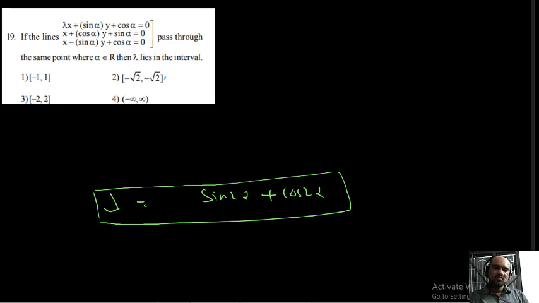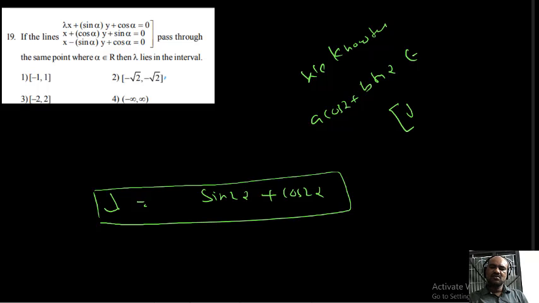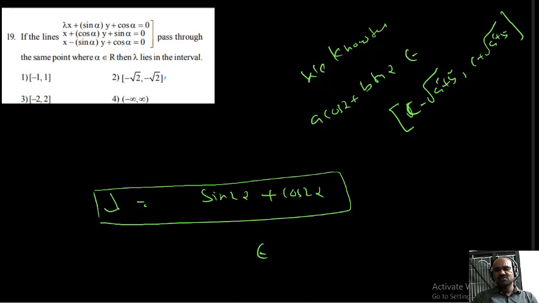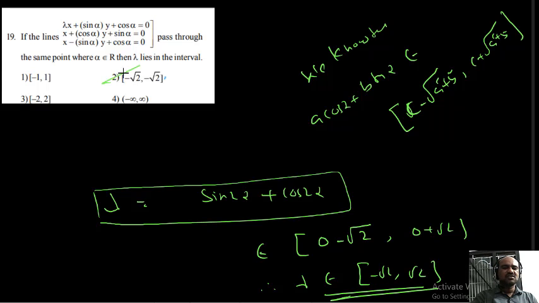We know that a cos alpha plus b sin alpha belongs to the closed interval [c minus root of a square plus b square, c plus root of a square plus b square]. Here c is not there, so directly it belongs to the closed interval [0 minus root of 1 square plus 1 square, 0 plus root 2]. Therefore lambda belongs to [-root 2, root 2]. This is the range of lambda. I can say option 2 is the correct answer.